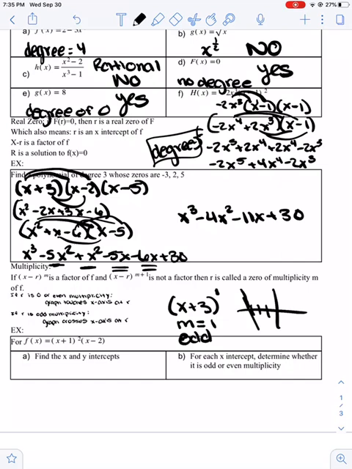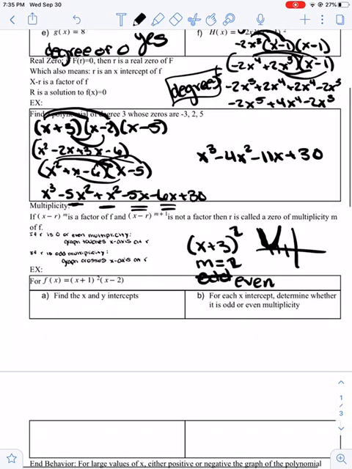It would cross through it. But if it was even, say if it was x plus 3 squared, we'd have a multiplicity of 2, and this would be even. So it would just touch the graph at negative 3. It wouldn't actually go through. So let's go ahead and do these examples.